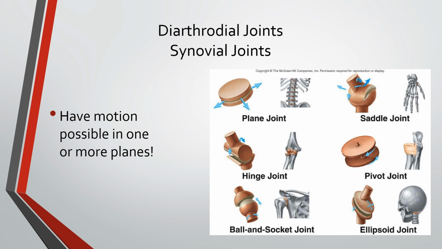Okay, so with synovial joints, we have motion possible in at least one or more planes. We've talked about those 3 planes of motion, and we'll talk about how that is related to the actual joint itself. Again, here are the 6 classifications in terms of those diarthrodial joints: plane joint, saddle joint, hinge joint, pivot joint, ball and socket, and ellipsoid joint. And we'll talk about these in more detail.